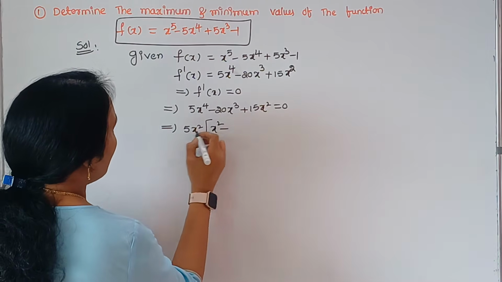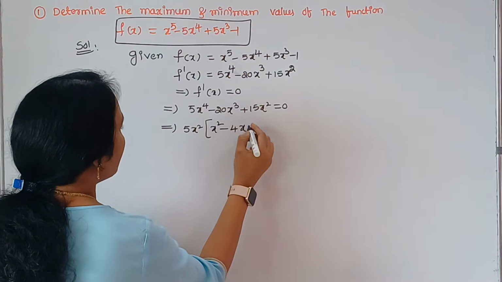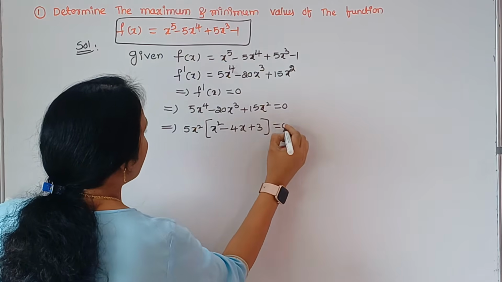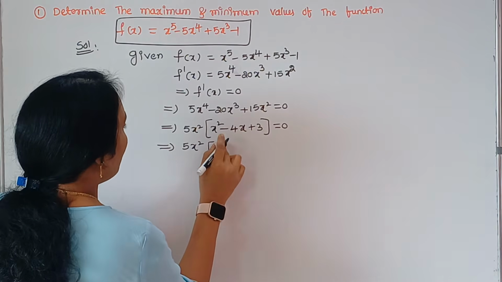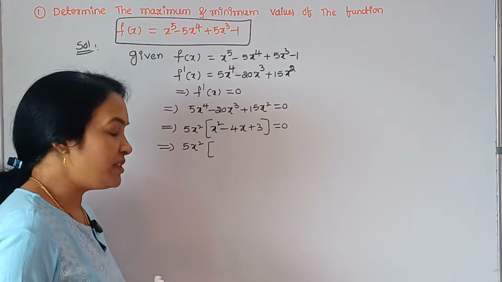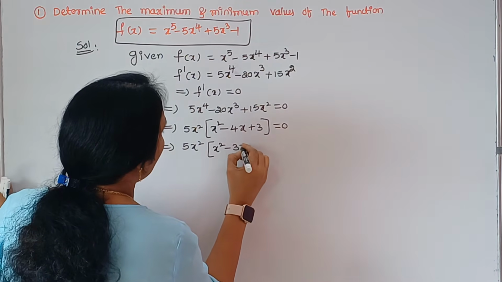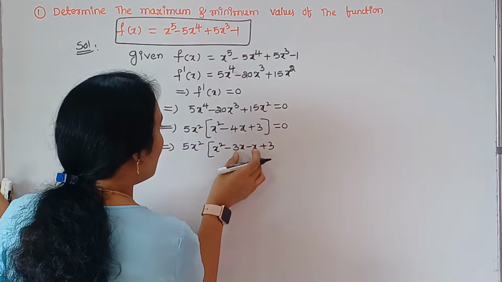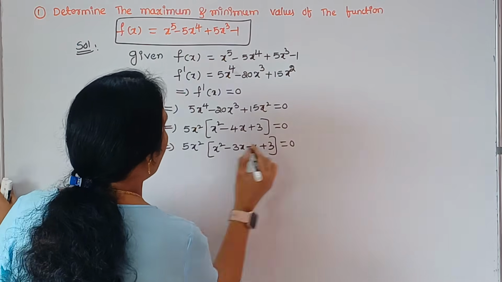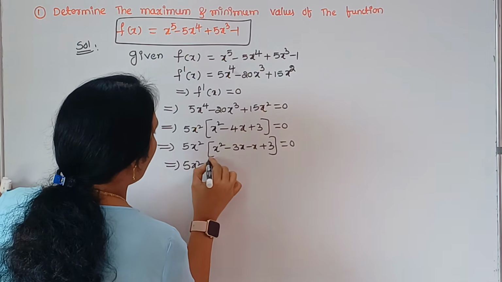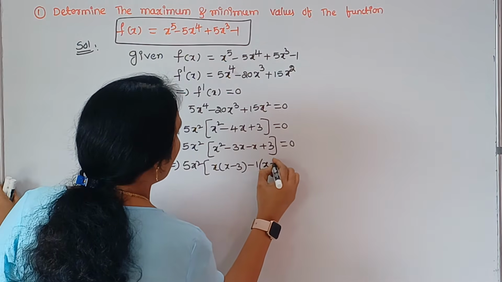Here x is remaining. 5 4s are 20, 4x. Then 5 3s are 15, 3. One is 5x square. Then another one is 3 1s are 3. After simplification, let us simplify this. 3x minus x. If you add these two, we'll get the middle term, then multiply these two, you will get 3x square. Then 5x square into x minus 3 minus 1 into x minus 3.